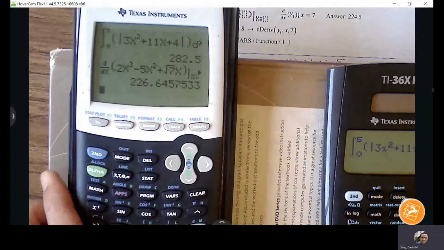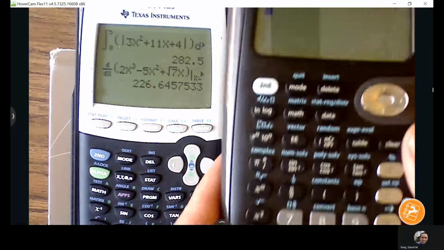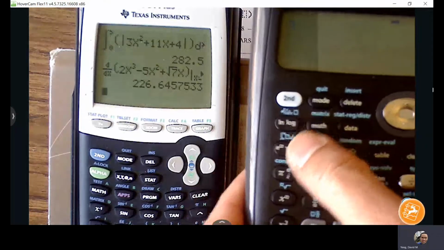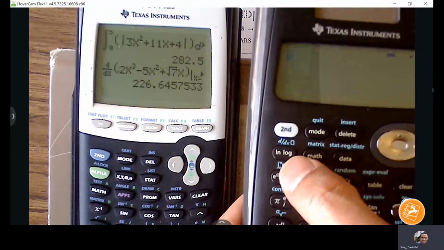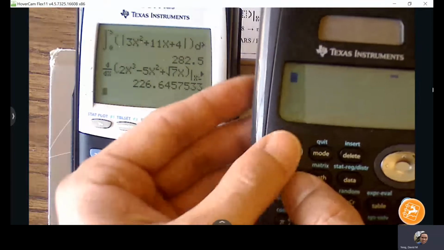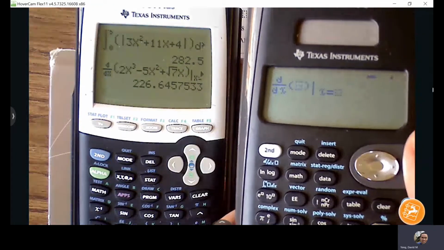Yeah, I used 7. And then if you're using the 36 Pro, you see there's the integral notation for second e. There's the d over dx derivative notation in blue for ln. So if we do second ln, you'll get a similar notation to show up.